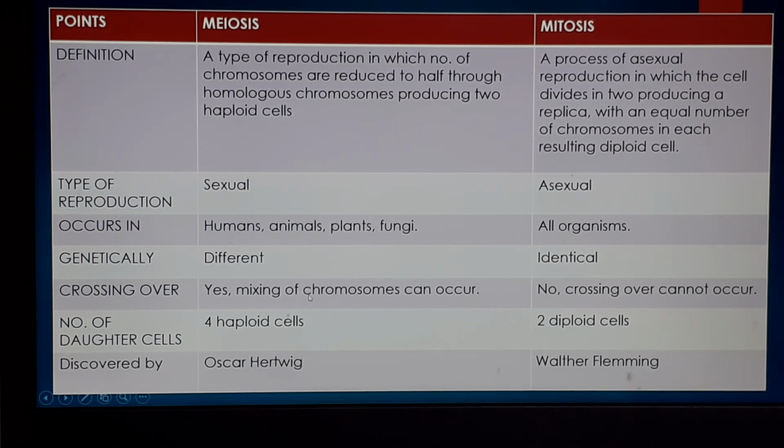Here we get 4 haploid cells as a result of the meiotic division, whereas in mitosis we get 2 diploid cells. Meiosis was discovered by Oscar Hertwig. Mitosis was discovered by Walter Fleming. These are the differences between meiosis and mitosis.